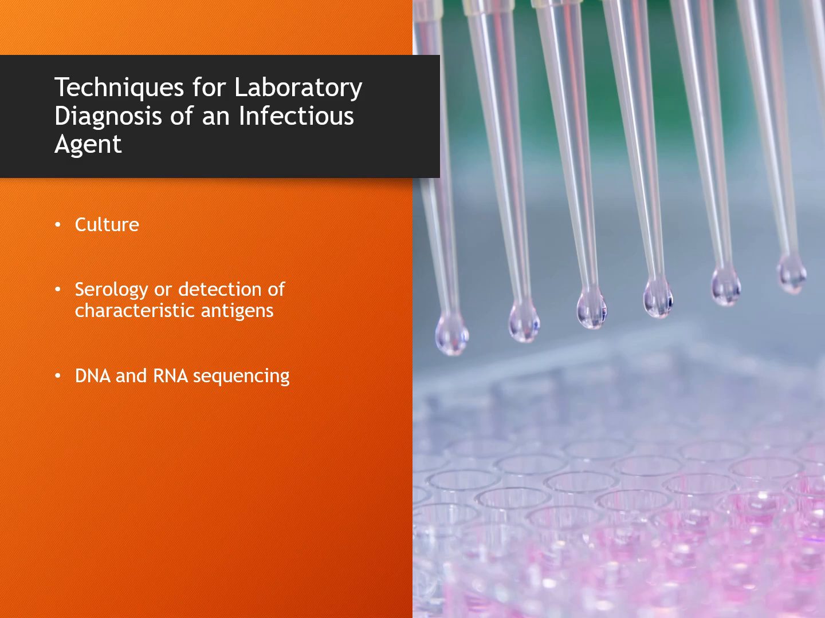The different techniques we can use in the lab to diagnose or find infectious agents include cultures, where we take a sample from the host and put it into a laboratory preparation, and we allow the microorganism to grow and divide to see what's in there. That's a culture. We can also look at serology, or serum tests, where we're looking for characteristics of an antigen or things like antibodies in the serum. And we can also do DNA or RNA sequencing of the microorganism itself to determine what type of infectious agent it is.